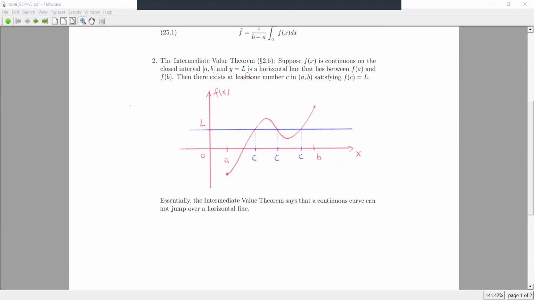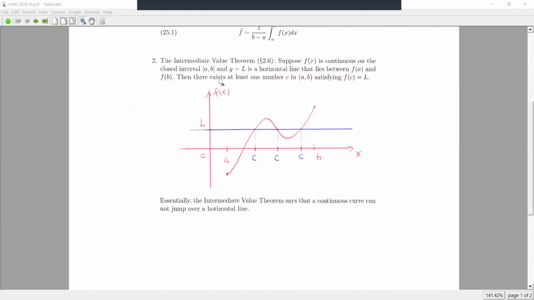Graph of an equation is the set of all the points that satisfy that equation. All the points that satisfy this equation is a horizontal line. Now suppose this horizontal line lies between function value at A and function value at B. Yeah, this blue horizontal line is between this solid point and this solid point. Now, conclusion.